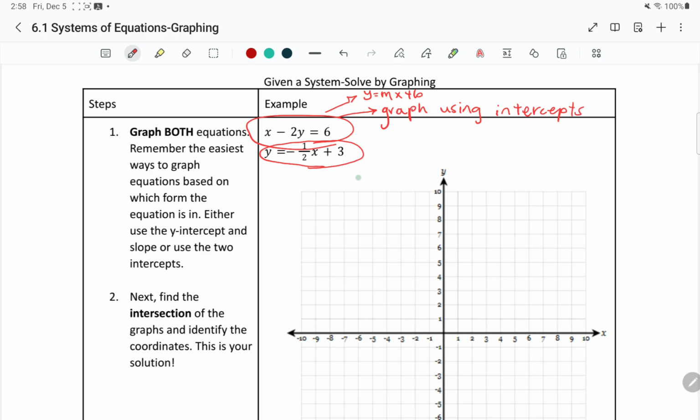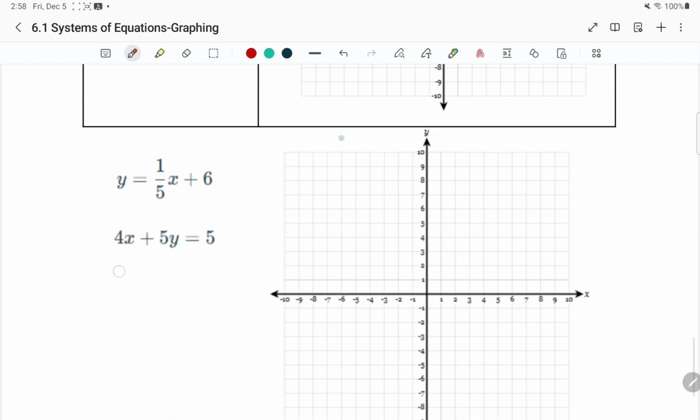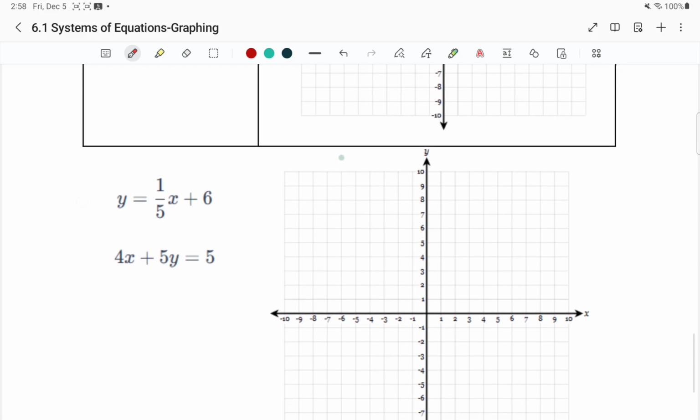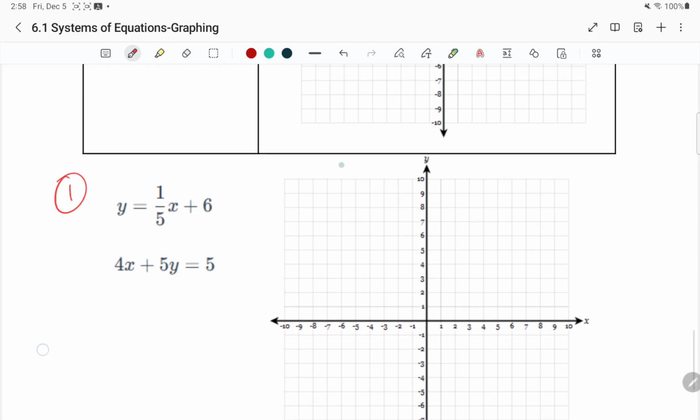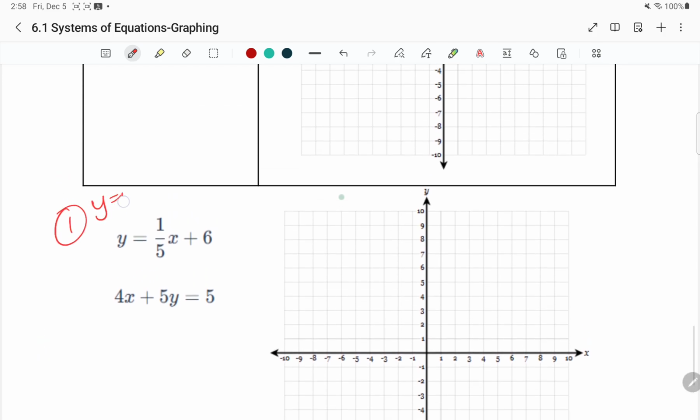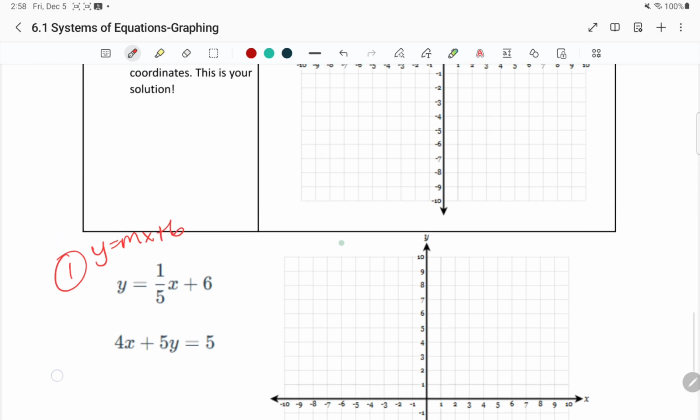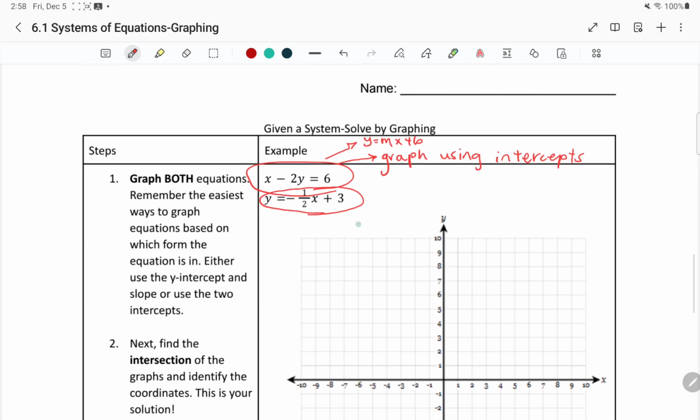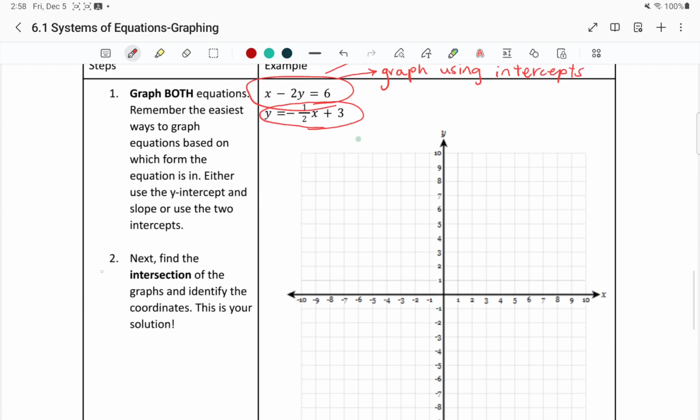So those are your 2 options, and I'm going to show you both. On this one, I'm going to show you by turning it into y equals mx plus b. And this one I'm going to show you by graphing with the intercepts. Okay, and then we'll talk about the system part. That's step 2.